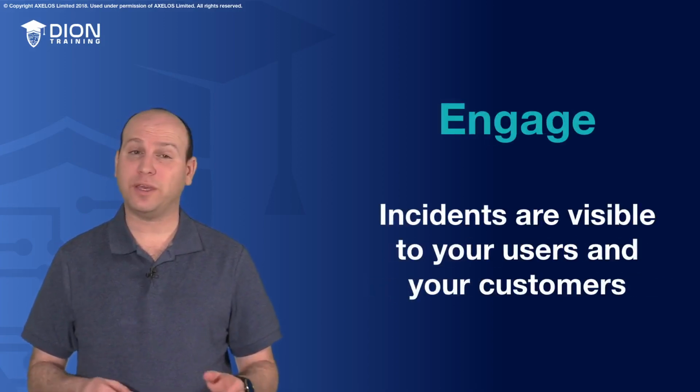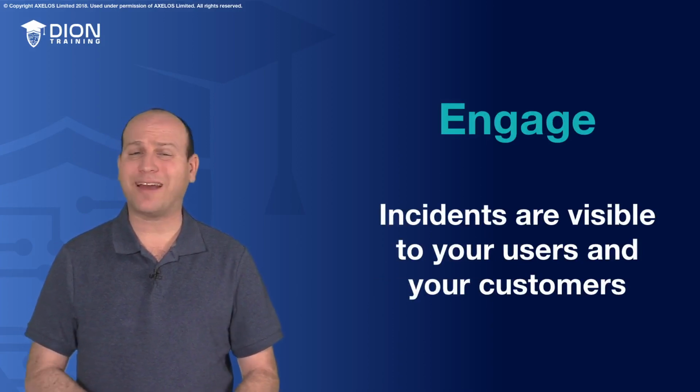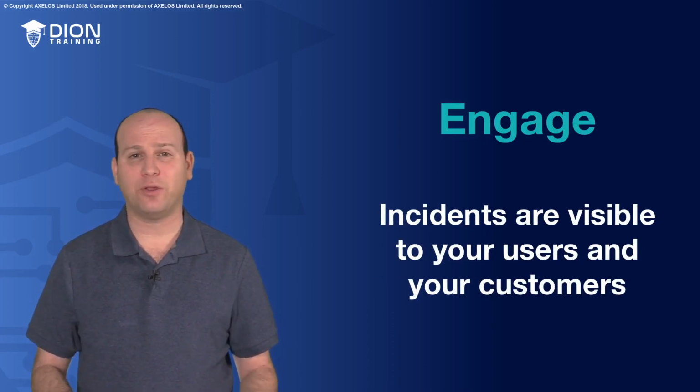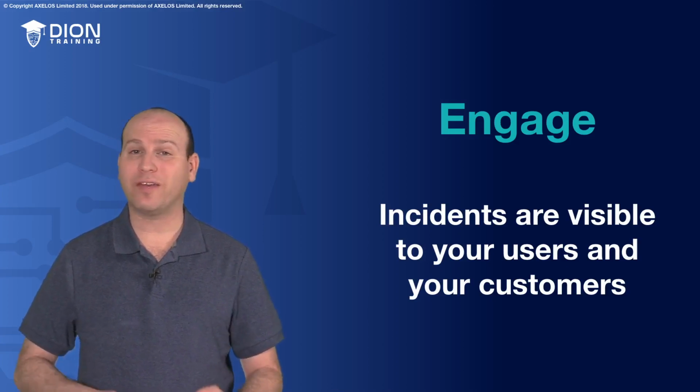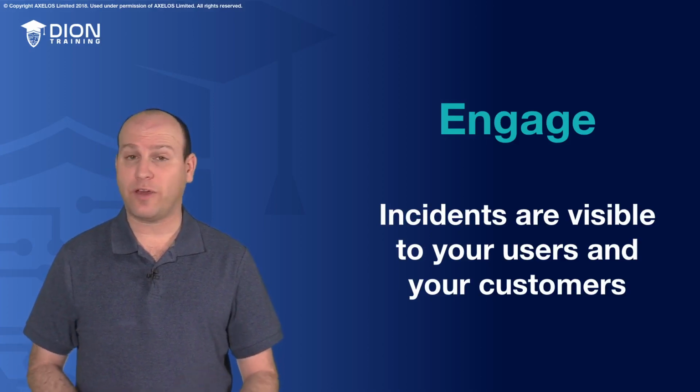Now, if we consider this from the engage activity, we have to think about the fact that incidents are visible to everyone. Your users are going to know about it, and your customers are going to know about it. So we're going to have to engage with them and let them know ahead of time how we're solving these problems and the fact that we know that it's a problem and that we're going to overcome it.